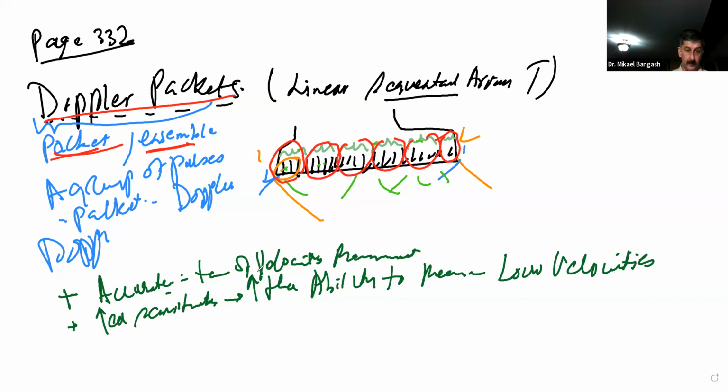One thing is it's going to be more accurate in determining or measuring the velocity. And we can say the bigger the packet, the more sensitive it is going to be. Primarily, that's towards measuring low velocities. What we mean is anything that has a high sensitivity is going to be sensing something which is low. Is that clear?